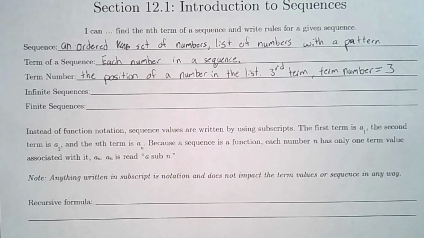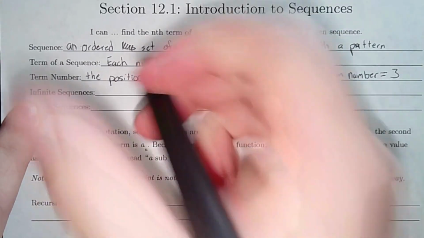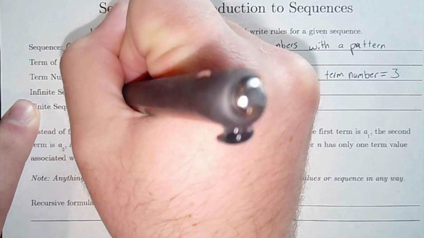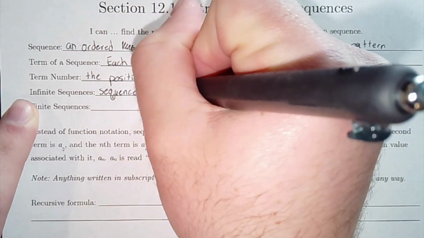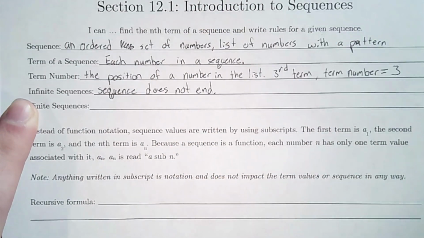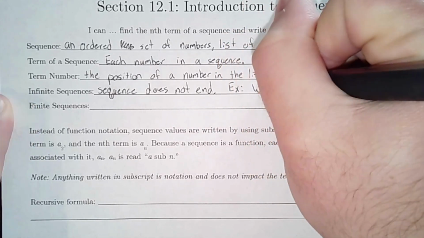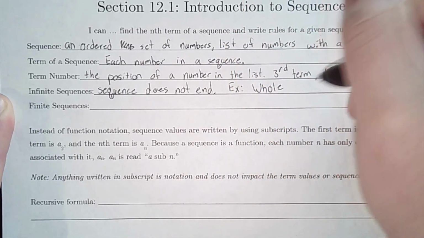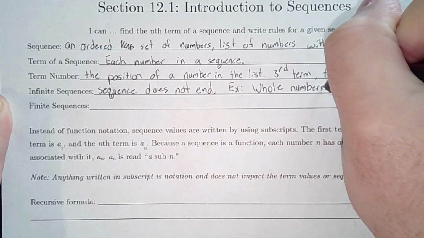This starts to get us into what we call infinite sequences versus finite sequences. Infinite refers to infinity, which means that this sequence does not end, meaning that it goes on forever. I can give you an example of that. The best example is probably our whole numbers. If you just start counting whole numbers, adding 1 every time, you're going to be able to count forever. There is no end to that list.